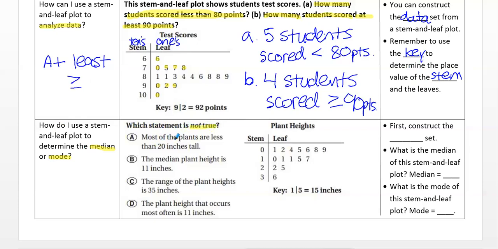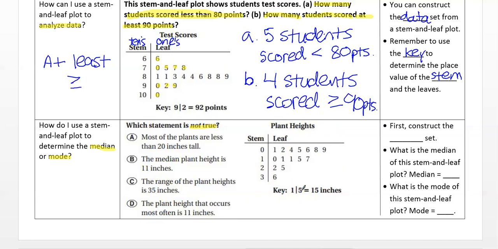Most of the plants are less than 20 inches tall. The median plant height is 11 inches. The range of the plant heights is 35 inches. The plant height that occurs most often is 11 inches. You know what? I'm just going to have to make this data set so I can actually do this. It's a little too crazy trying to figure it out based off the stem and leaf plot.